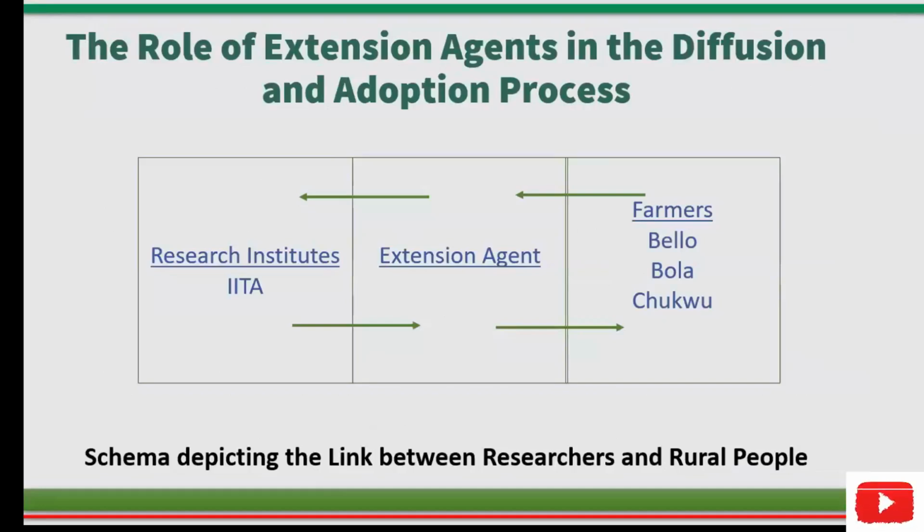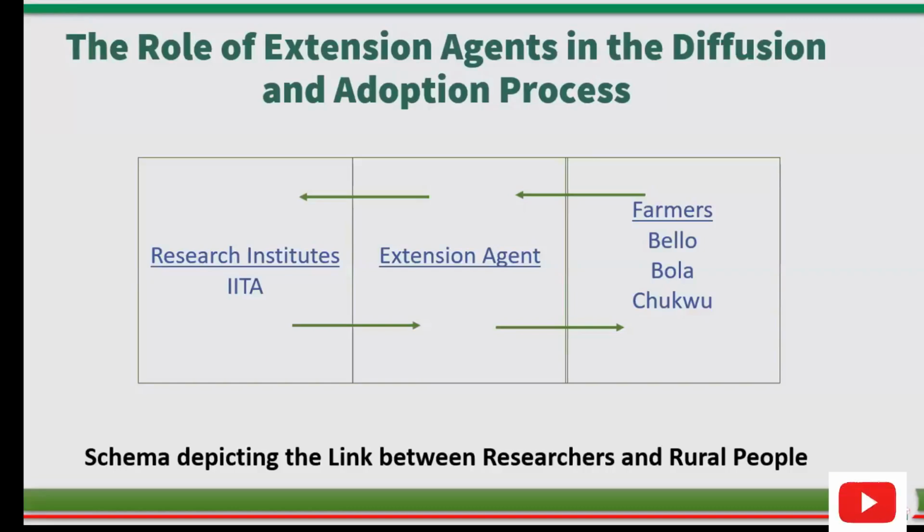When we started this course, we started with this diagram where we had three circles, one at the extreme left, one at the middle, and one at the right. And we said the one at the extreme left is the research institute. The one at the middle is the extension agent, and the one at the extreme right is the farmer or the rural person or the rural participant whose life the extension agent is hoping to affect.